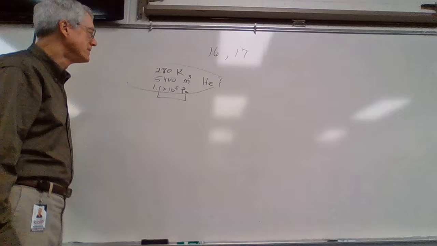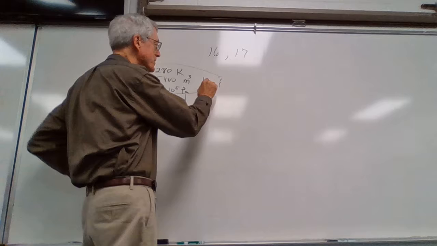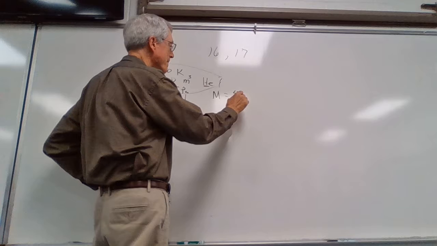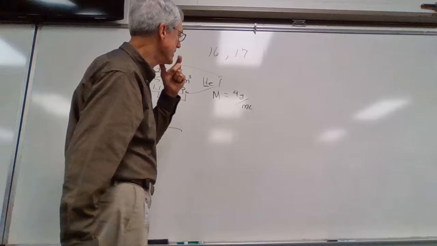We want little m, that's our question, the mass in kilograms of the helium. Now, the fact that it's helium means you can look on a periodic table and know its molar mass is 4. It's 4 grams per, it's actually grams per milliliter. What is it in? Milliliter. It's not units. I don't know. We'll have to think about that for a second.